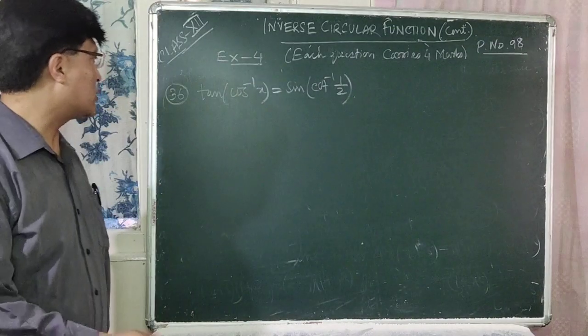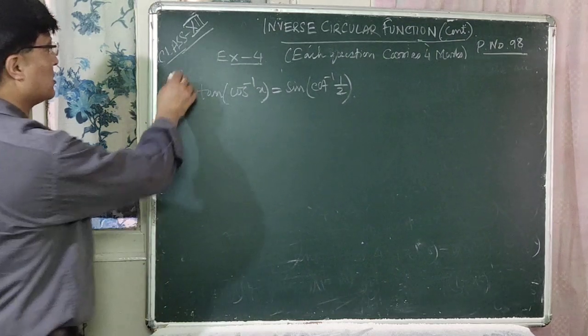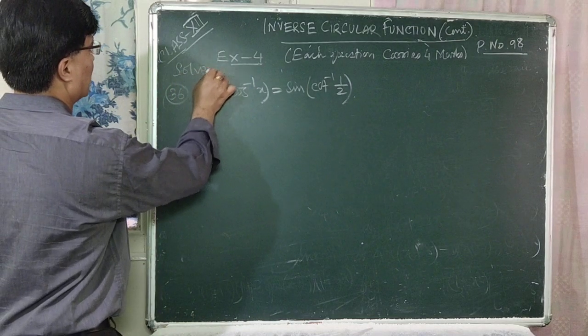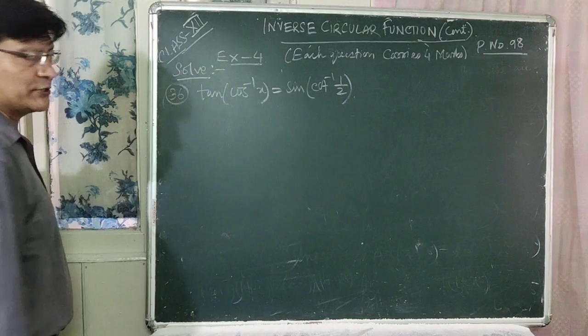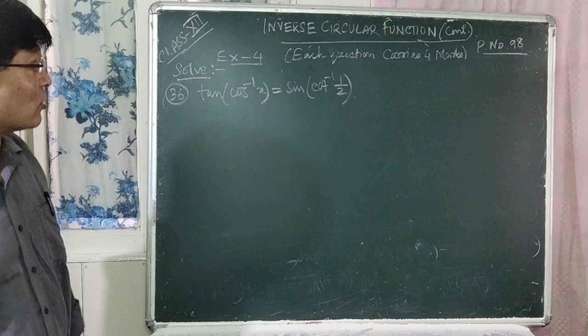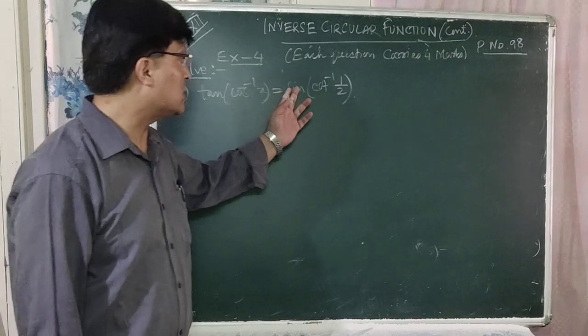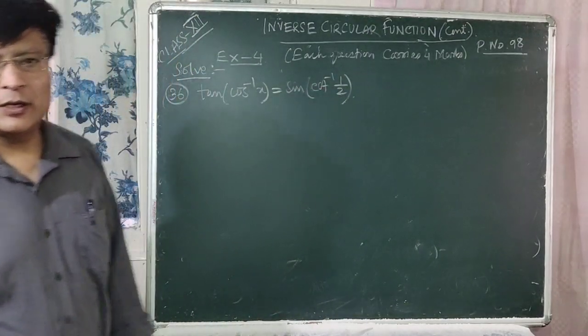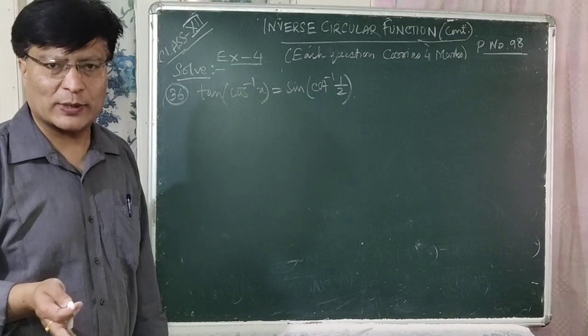So now let's do the next question. That is question number 36. This is also solve. Okay, you have to get the value for x, right? So this is your left hand side. That is tan(cos⁻¹x) = sin(cot⁻¹(1/2)). You have to simplify both LHS as well as RHS.